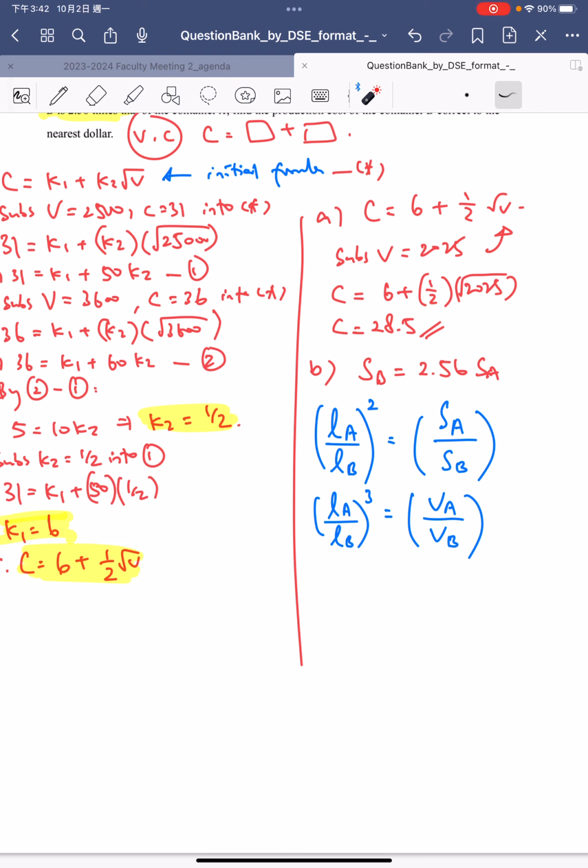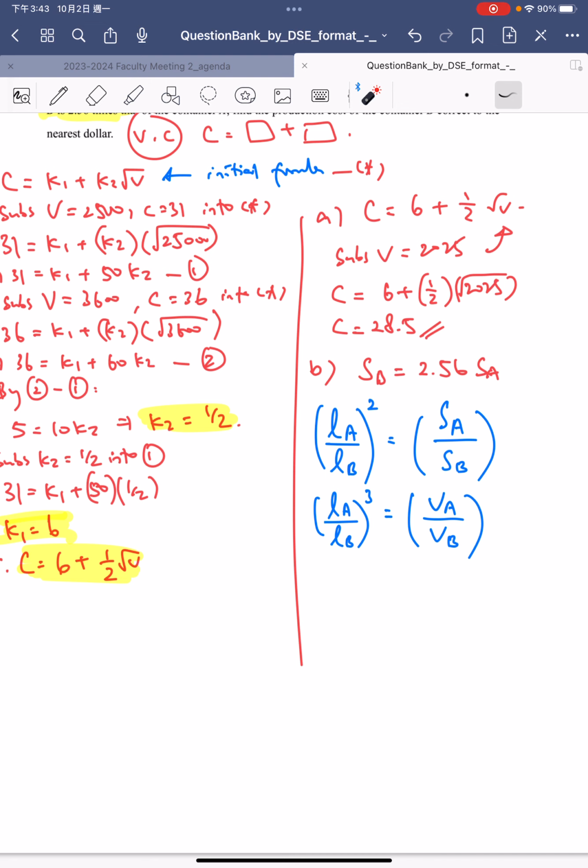So if you want to change from a 1D relationship to a 2D relationship, you need to square the relationship between them in 1D. And if you want to change it from 1D to 3D, because volume is a 3D thing, then you need to cube them to change it into the ratio of the volume.